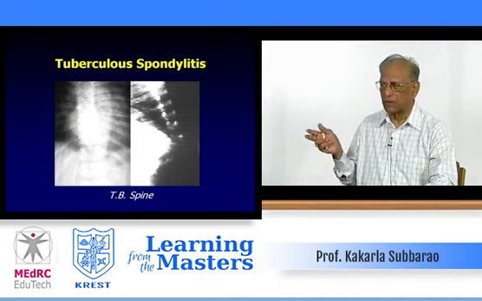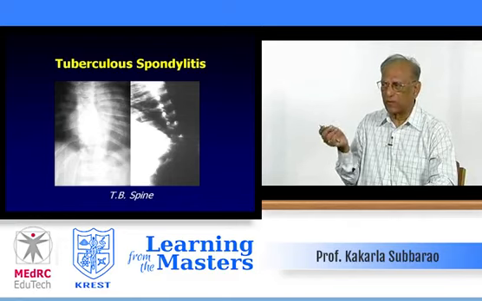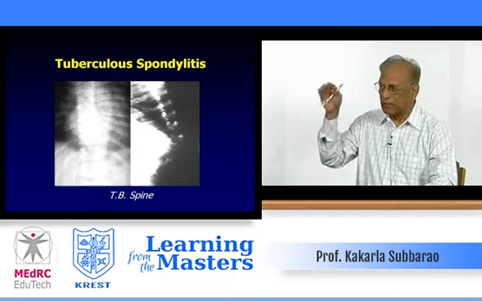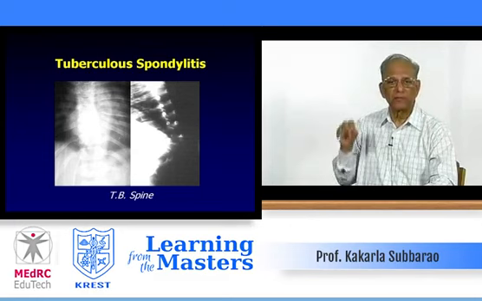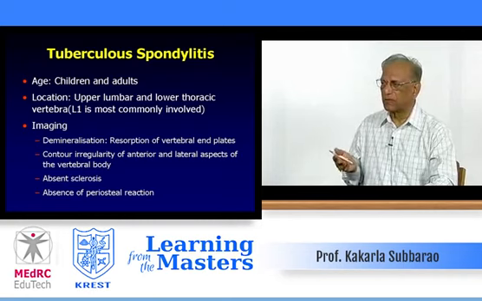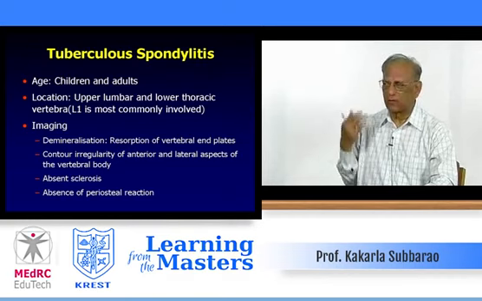AP and lateral views of a child, in the AP view, you don't see the intervertebral spaces easily in the mid and lower thoracic spine, and there is a paravertebral soft tissue swelling. And particularly in children, a gibbous deformity is formed because of the collapse. Multiple vertebrae may be collapsed, that's why it forms an acute gibbous. And tuberculous spondylitis involves both children and adults. Location, upper lumbar and lower thoracic vertebrae. L1 is supposed to be most common, but we have seen L2, L3 also.